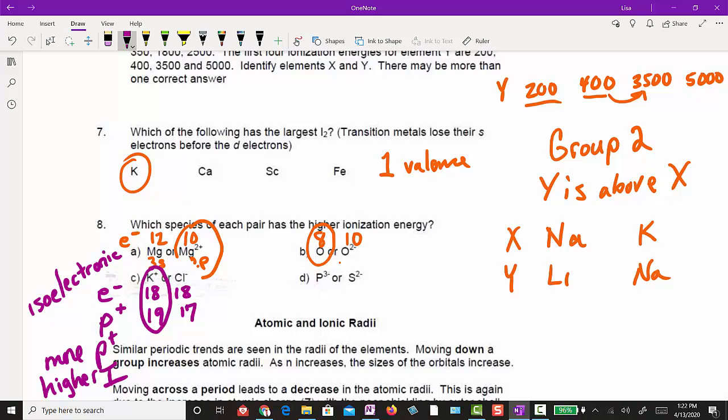All right, let's look at this one. Electrons: phosphorus with 3 negative is 18. Sulfur with 2 negative is 18. So again, we're going to look at the protons. Phosphorus has 15. Sulfur has 16. So again, more protons, higher ionization energy.